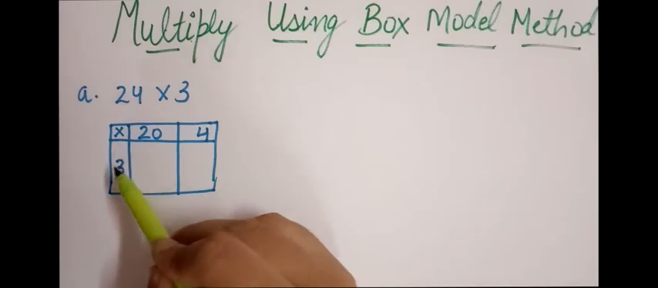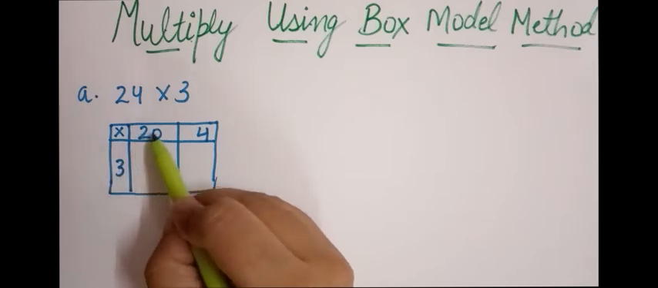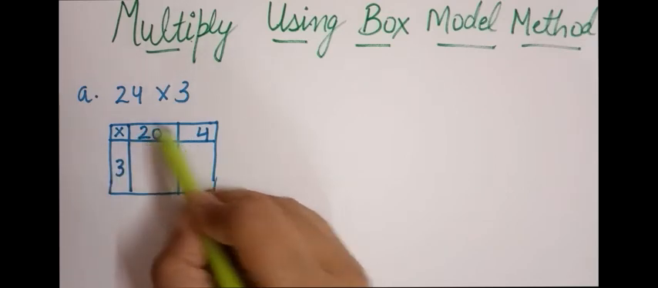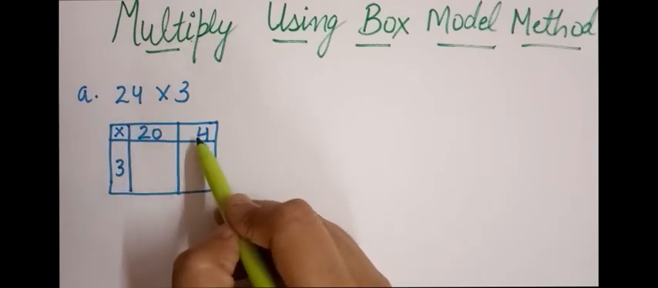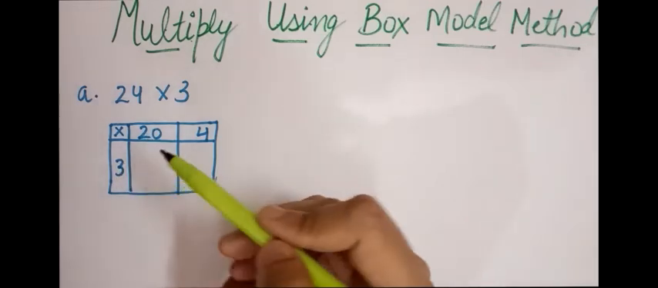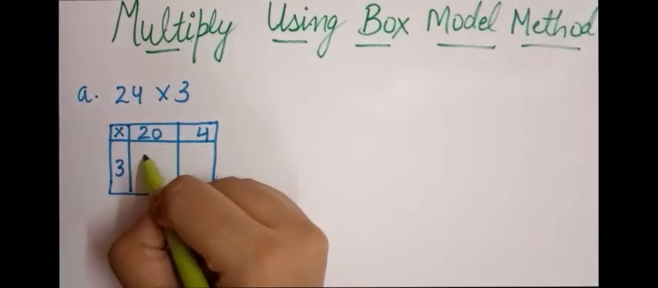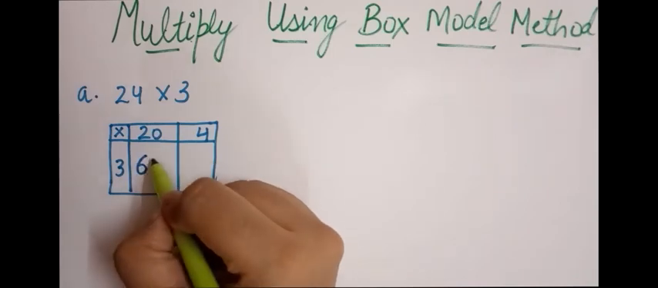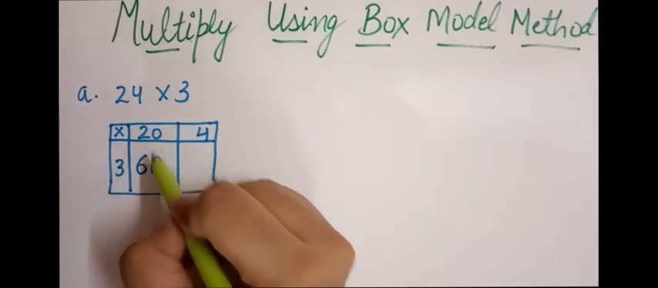Now I'll be multiplying this one by one. First I'll multiply this 3 by this 20. I have expanded this number 24, so 20 is here and 4 is here. Now I'll be multiplying both the numbers by 3. So 20 multiplied by 3, how can we multiply? You can do this directly. Just forget this 0. Now 2 3s are 6, and this 0 we just write down directly here. So 3 multiplied by 20 is 60.